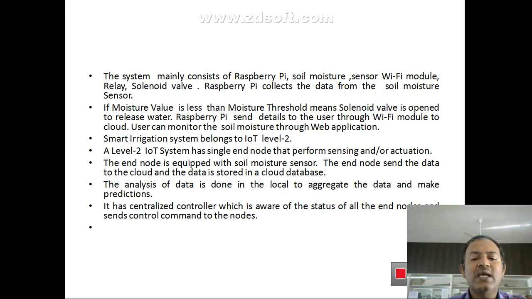The end node is equipped with a soil moisture sensor. The end node sends the data to the cloud, and the data is stored in the cloud database. The analysis of data is done locally to aggregate the data and make predictions. It has a centralized controller which is aware of the status of all the end nodes and sends control commands to the nodes.